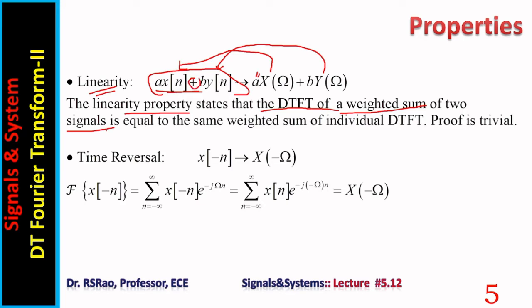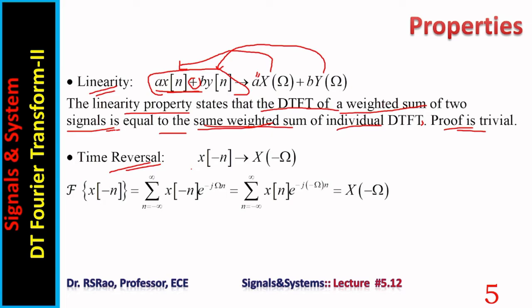Weighted sum of two signals is equal to the same weighted sum of A and B. They are there in the frequency domain too: the same weighted sum of individual DTFTs. Proof is trivial. Now we consider the time reversal property.